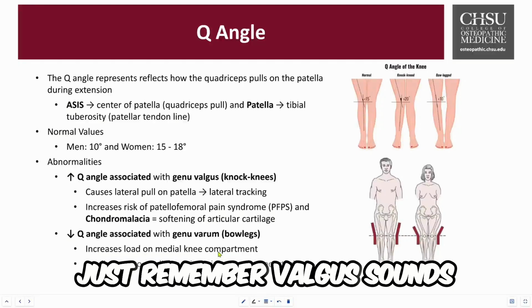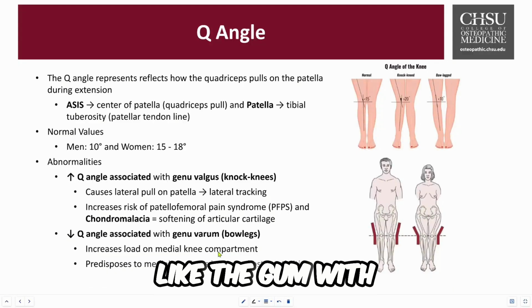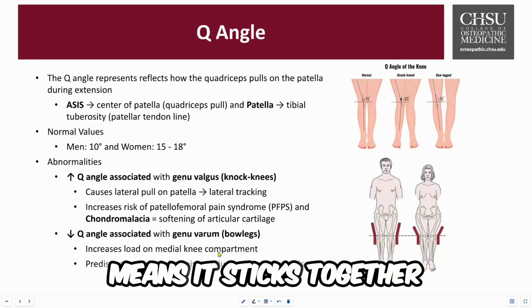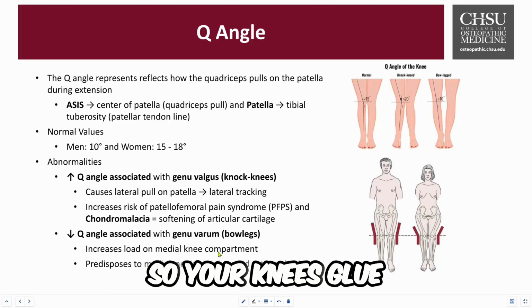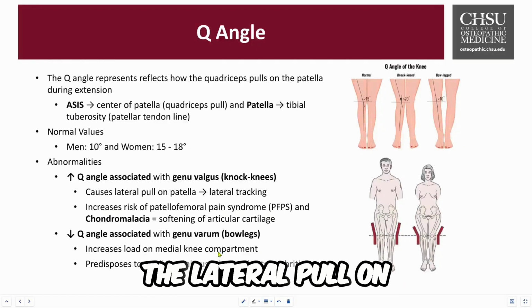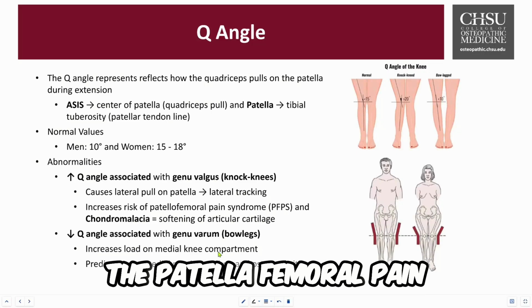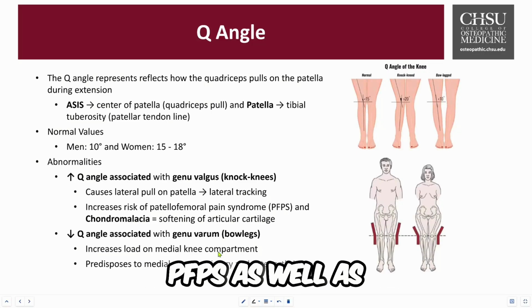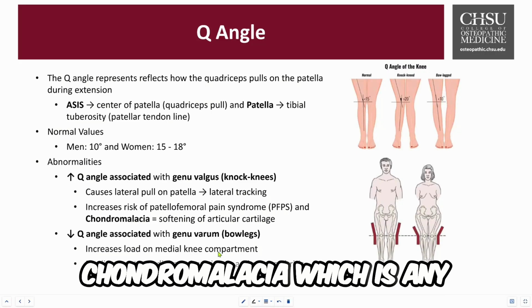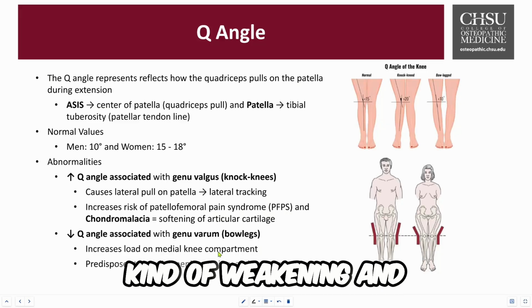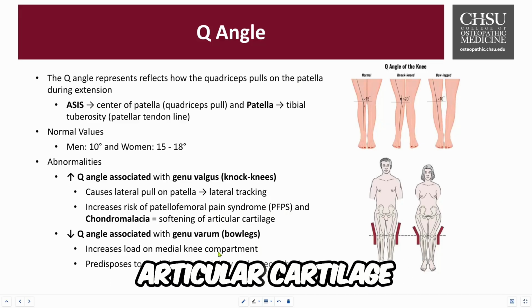This is a condition where the knee tends to knock together. Just remember, valgus sounds like the gum with a G, and gum means it sticks together, so your knees glue together, and this causes a lateral pull on the patella. It increases the risk for conditions like patellofemoral pain syndrome, what we call PFPS, as well as chondromalacia, which is any kind of weakening and thinning out of the articular cartilage.